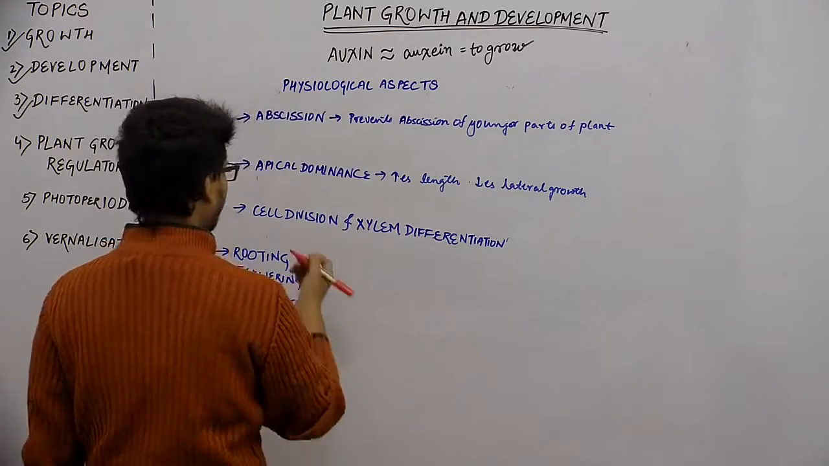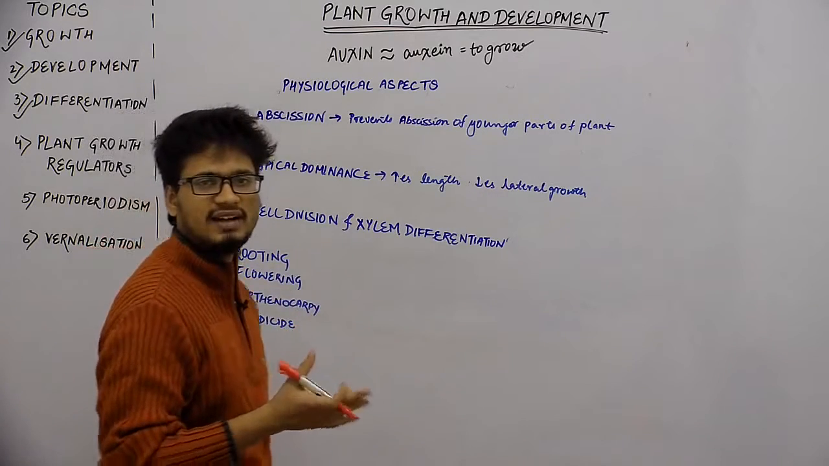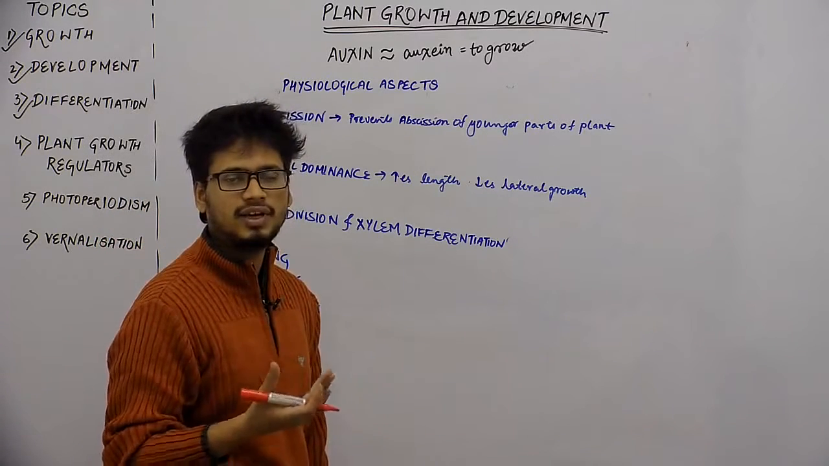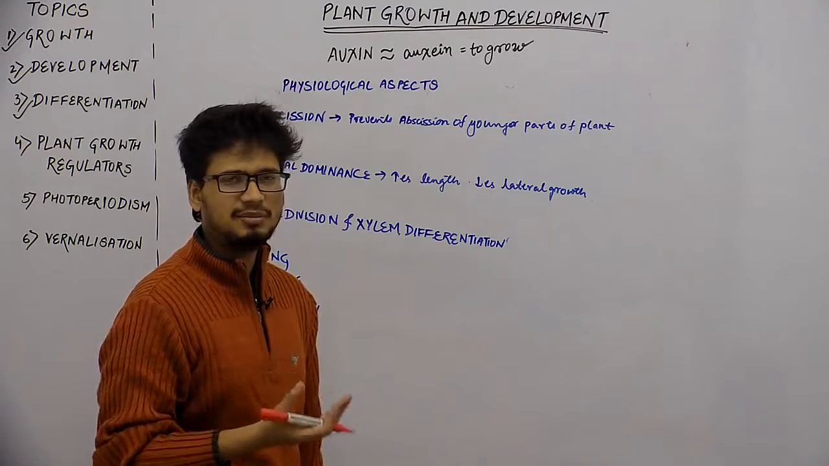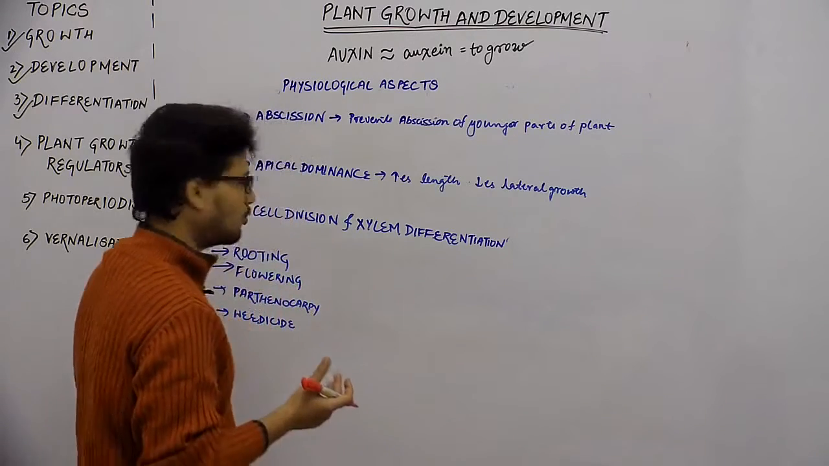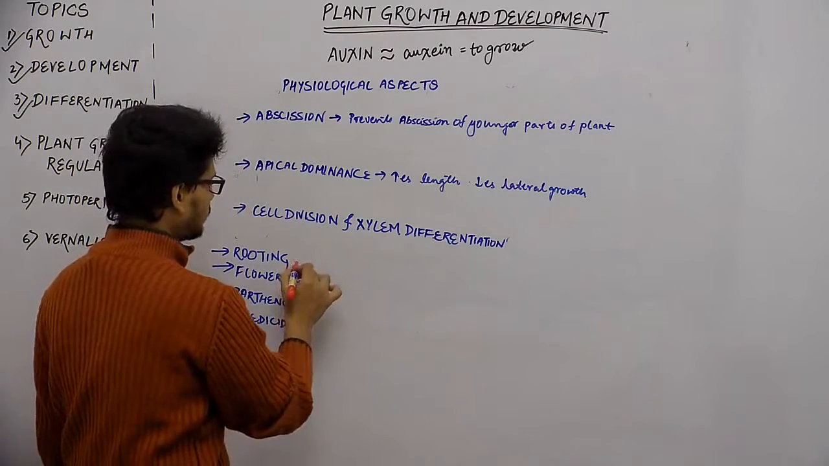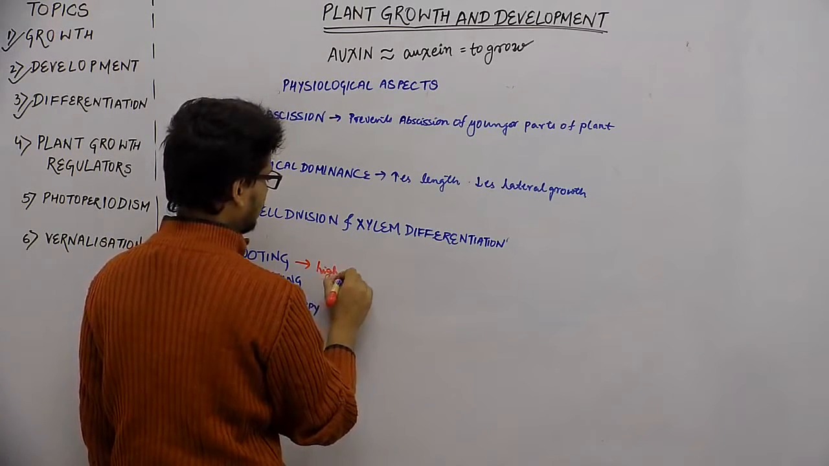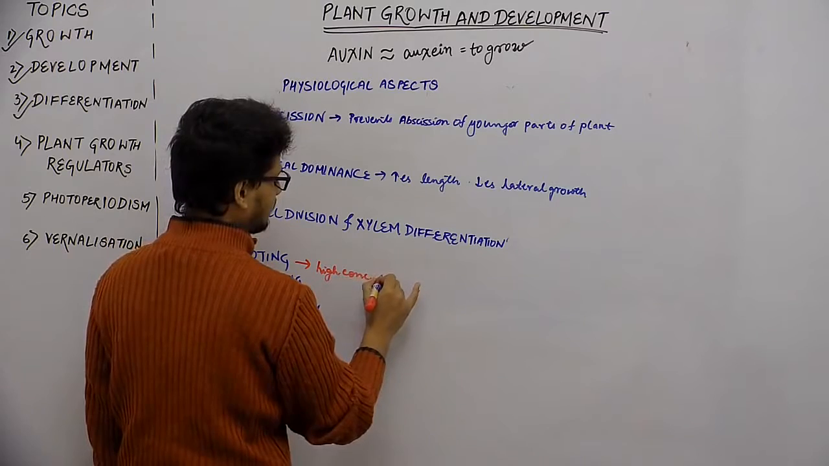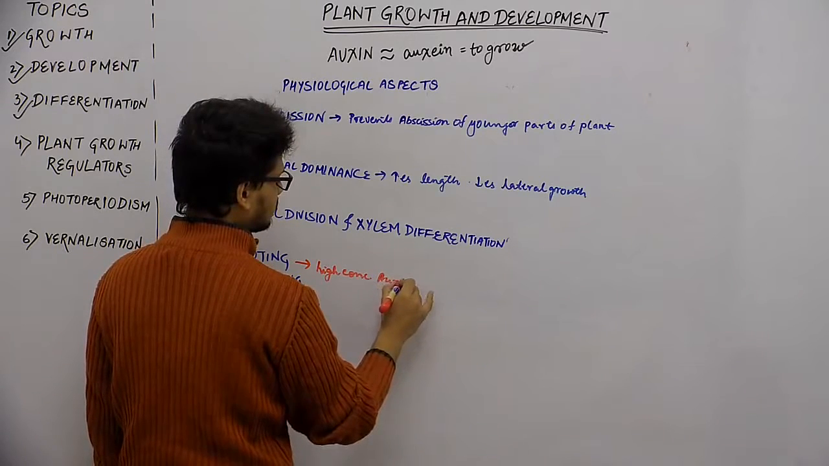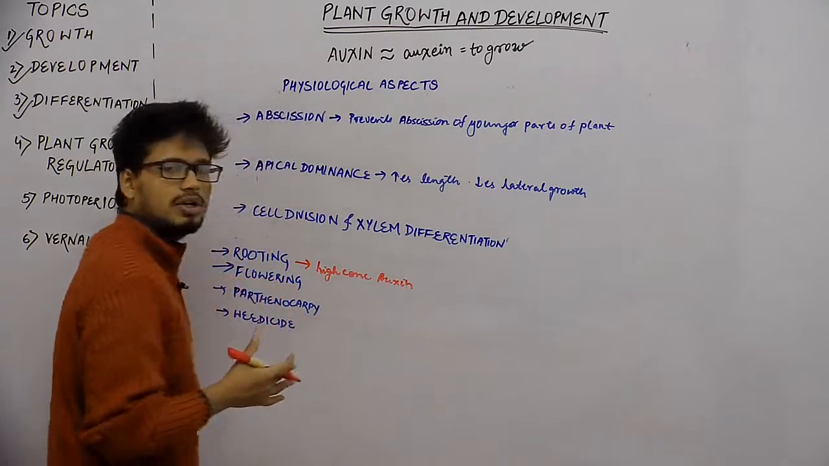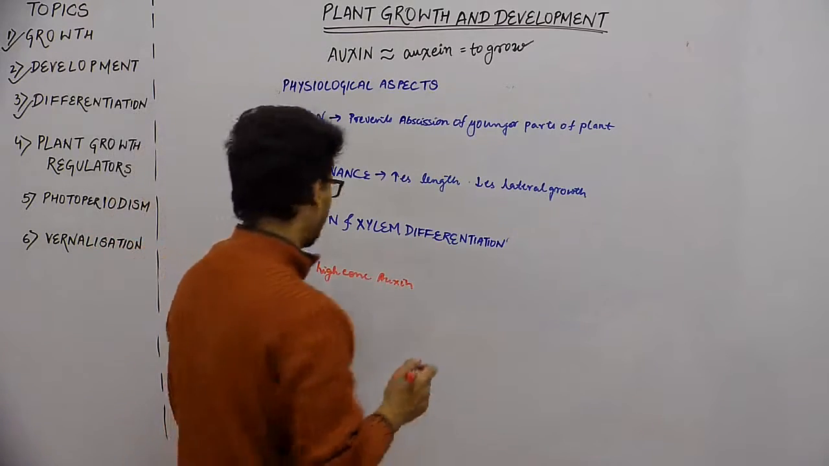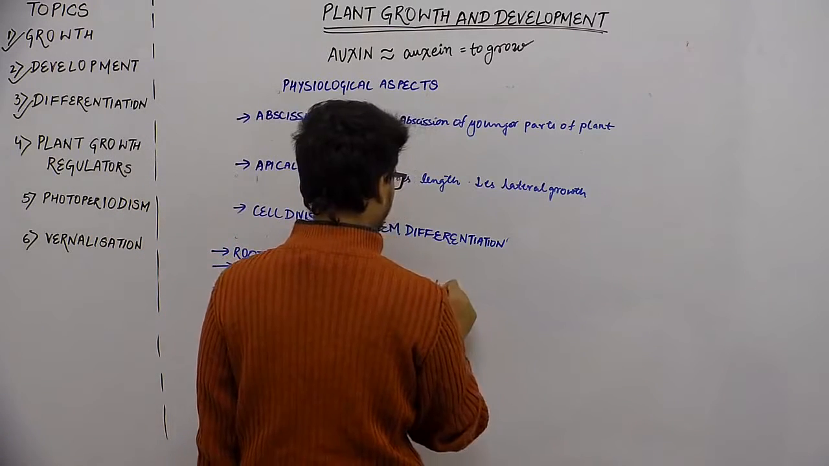In a rooting medium, let's say we are culturing plant cells. If we want to induce the development of roots, then we need a high concentration of auxin. This will help to induce the roots in the plant, root development.